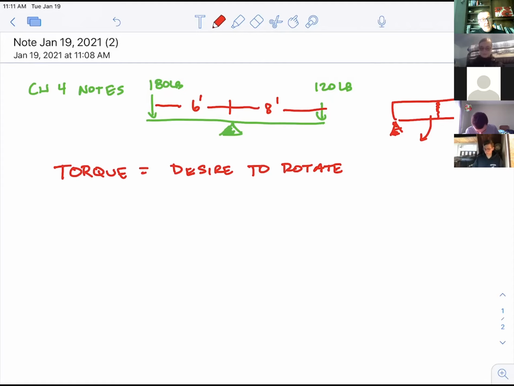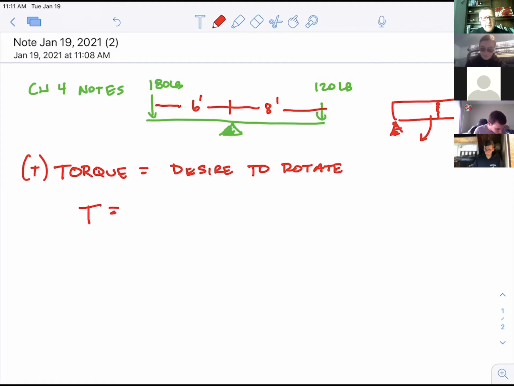So that beam wants to rotate very badly. You have to understand that as an engineer so that you can make sure you choose a big enough beam so that it won't actually rotate, split in half and rotate. And you may remember that torque equals, what does it equal?